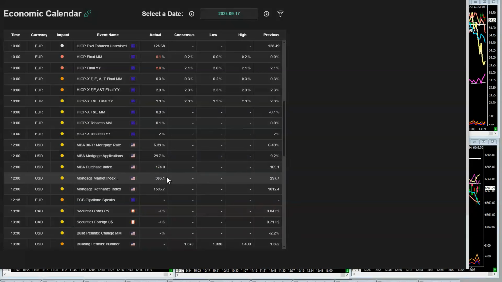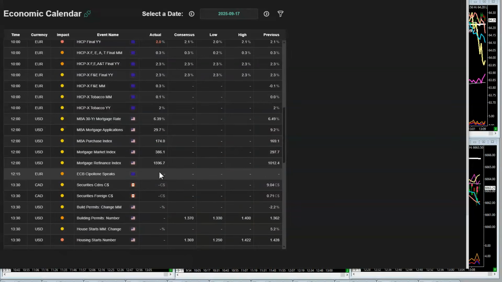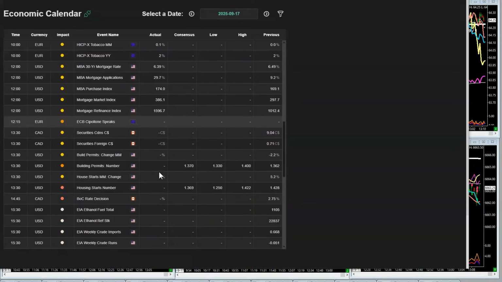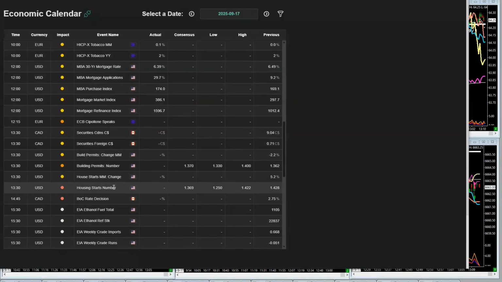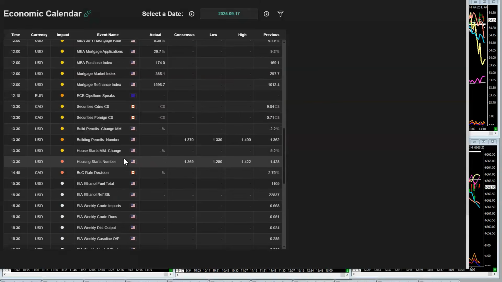Mortgage market index, a very healthy 386 against a 297 prior as well. And then we move into the US session proper. Housing starts, the big one for the US session. Housing starts numbers coming in at expected 1.3, down from the 1.4. And of course, Bank of Canada at 245 with a rate decision.